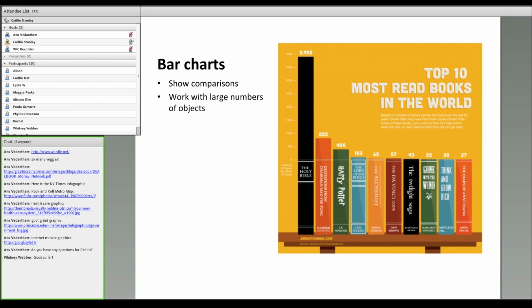So that 3,900 is referring to 3,900 million, and then you can see it's graphed in millions. So you're talking about a really huge, potentially hard to comprehend number of data. A bar chart is a way to represent that in the small space that you have. So that's one way that they can be really successful.